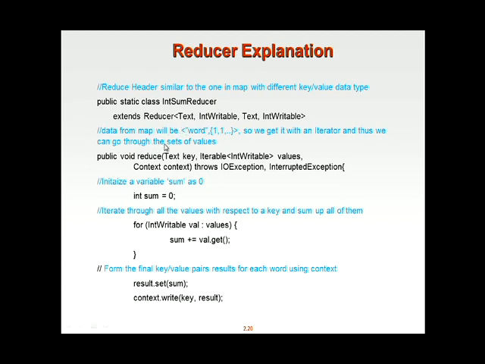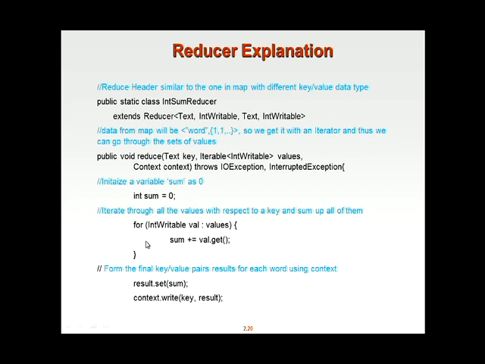In word count, the input is in this format, a term and a list of integers, so this is Text and IntWritable. And the final output is a term and the final count, so Text and IntWritable as well. And this reduce function, you must override in your own MapReduce program. This will tell MapReduce how to do the reduce job for your task.